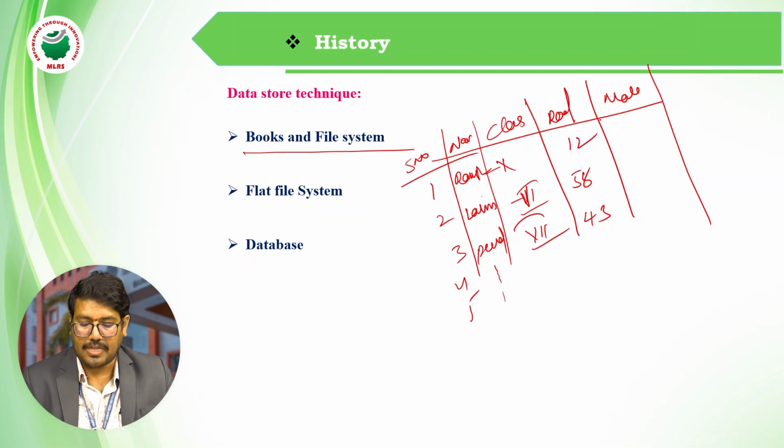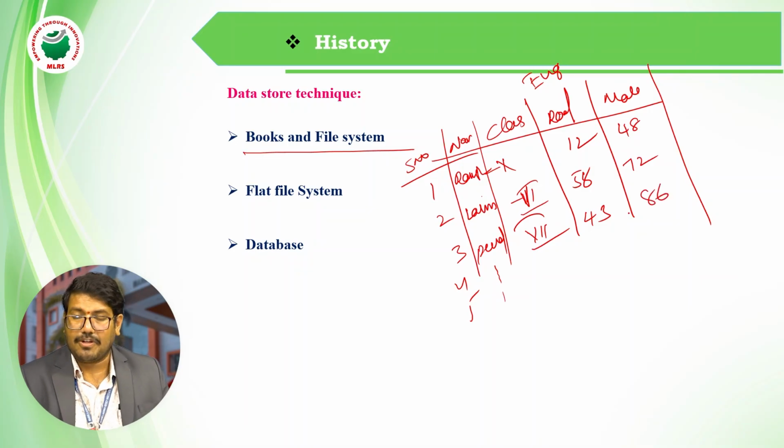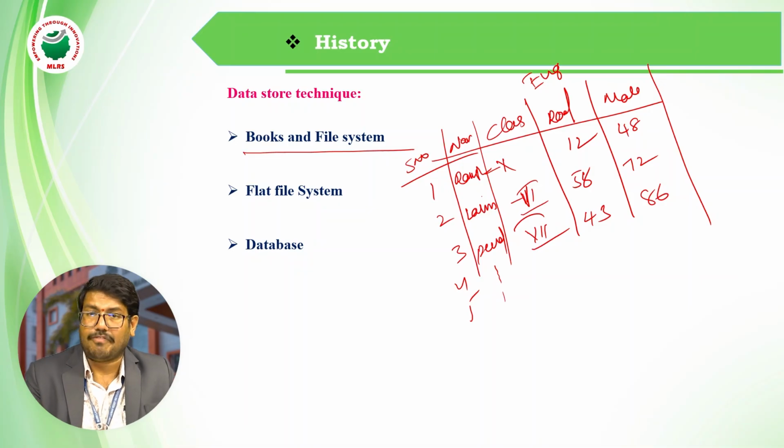They are the roll numbers, and marks in particular subjects such as Telugu or Hindi or English. If I take English, marks are 48, 72, 86. So they are the different marks for different subjects. This is the usual book and file system which we used long days ago. The very simple difficulty in this is if I want to change the roll number of Mr.